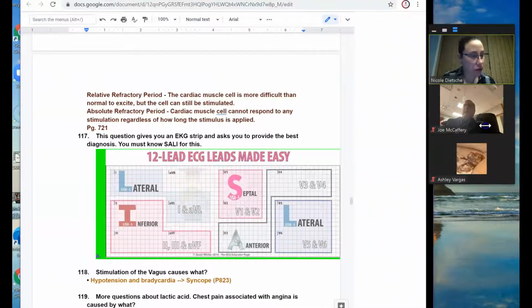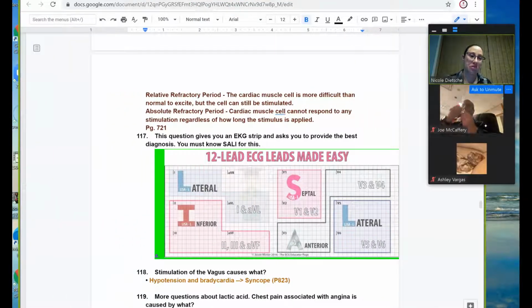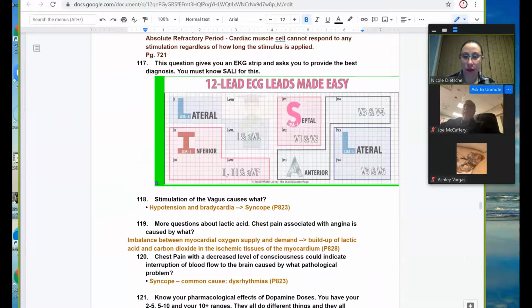Okay, so question 117 on yours. Identify the rhythm that you're going to be presented with. Make sure you know your blocks. I'm just going to throw that out there.